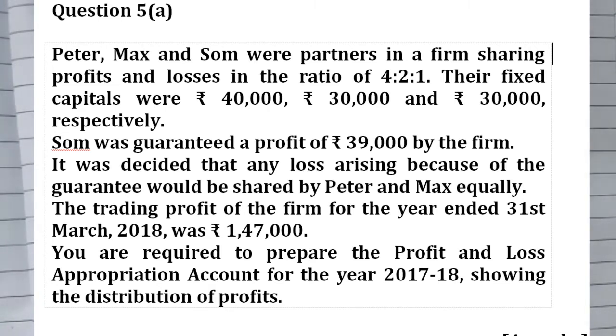In this question, it is mentioned that one of the partners has been guaranteed a profit. It means that if on dividing the profits among the 3 partners, the profit comes to be less than 39,000, the difference will have to be contributed by the other 2 partners. So let us look at the solution.